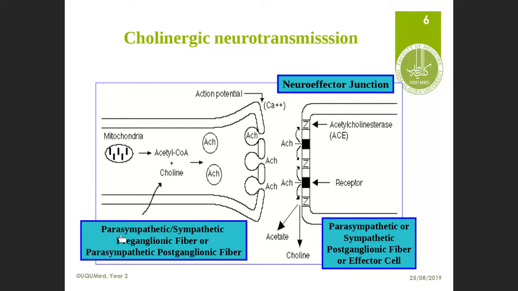These are the parasympathetic or sympathetic preganglionic fiber or parasympathetic postganglionic fiber. What does that mean? It means that, if you remember, I told you that there are two body organs or two body tissues in our body which have the sympathetic receptors, but they are innervated by the parasympathetic nerves. Does anybody know who those are? Did you understand my question? What is my question?